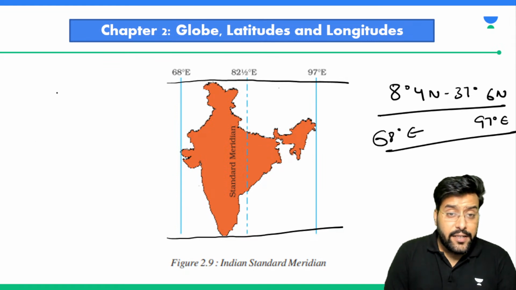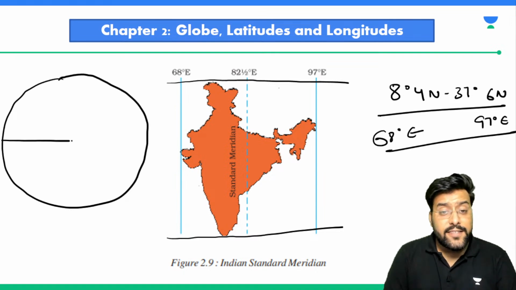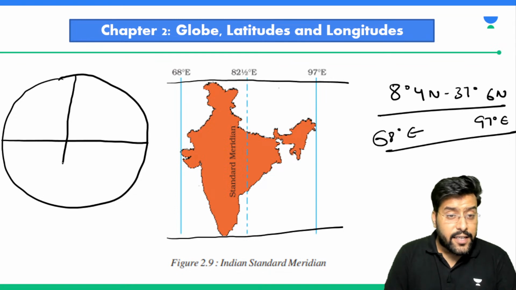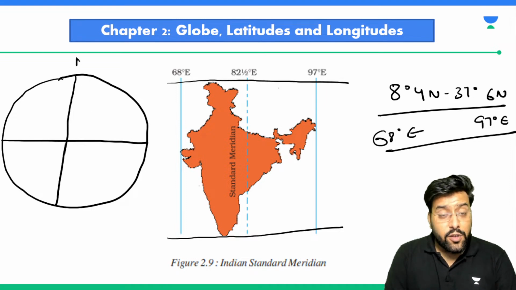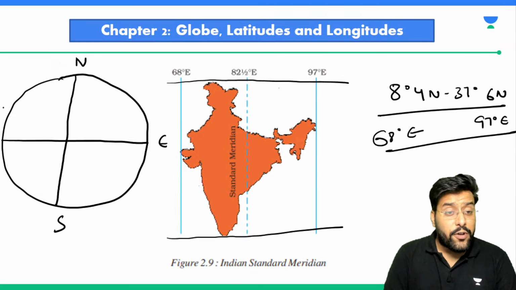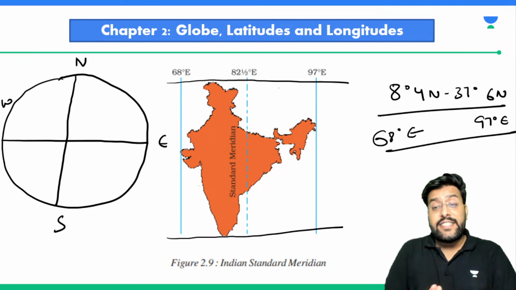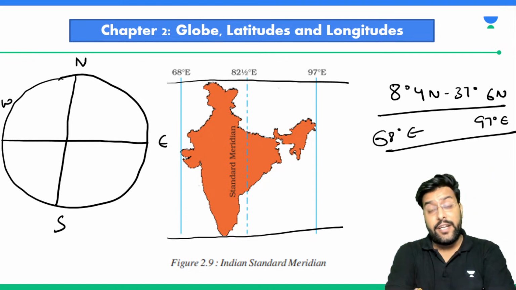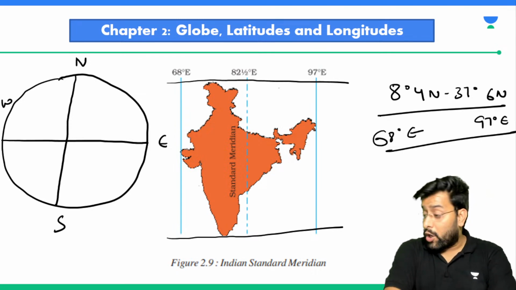So what is actually happening? Okay, you tell me. There are two lines. One is the equator and the other is the Greenwich Mean Time. Got it? This is north of equator, this is south of equator, this is east, this is west. So when it comes to latitudinal extent, can you please tell me whether India lies north of equator or south of equator?